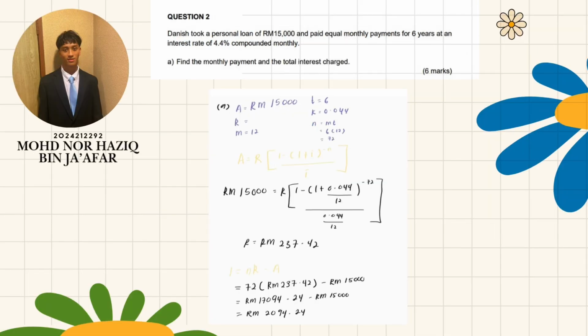So, question 2. Danish took a personal loan of 15,000 ringgit and paid equal monthly payments for 6 years at an interest rate of 4.4% compounded monthly. The question is, find the monthly payment and the total interest charge. So, by using the formula A equals R in bracket 1 minus 1 plus I power of negative n over I, the A is 15,000 ringgit equals R in bracket 1 minus 1 plus 0.044 over 12 power of negative 72 over 0.044 over 12. The answer for R is 237 ringgit 42 cents.